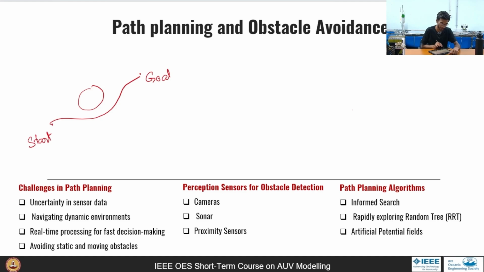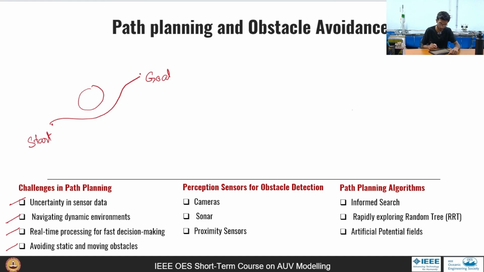The key challenges for path planning algorithms will be the uncertainty in the sensor data as well as navigation of dynamic environments, real-time processing and fast decision making, and there are variants of algorithms for static and moving obstacles.